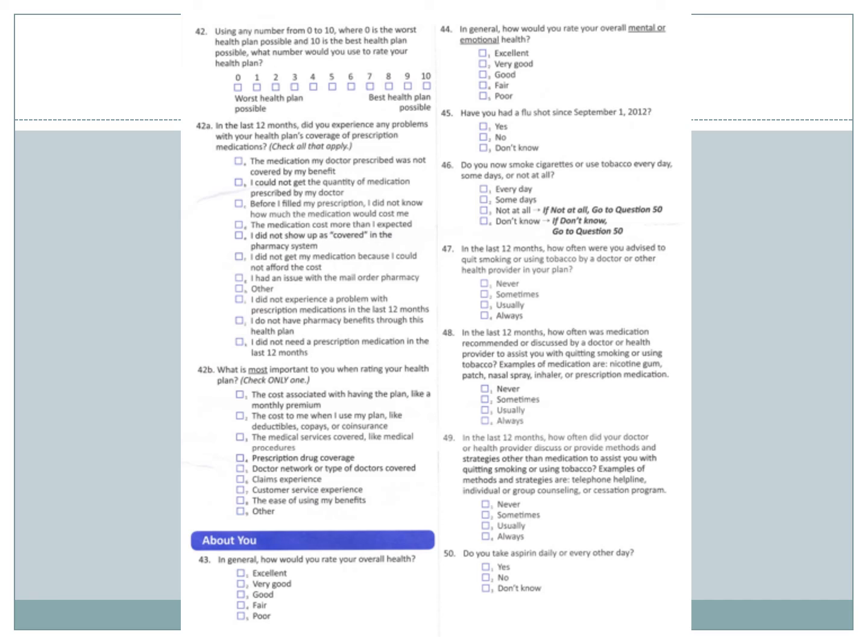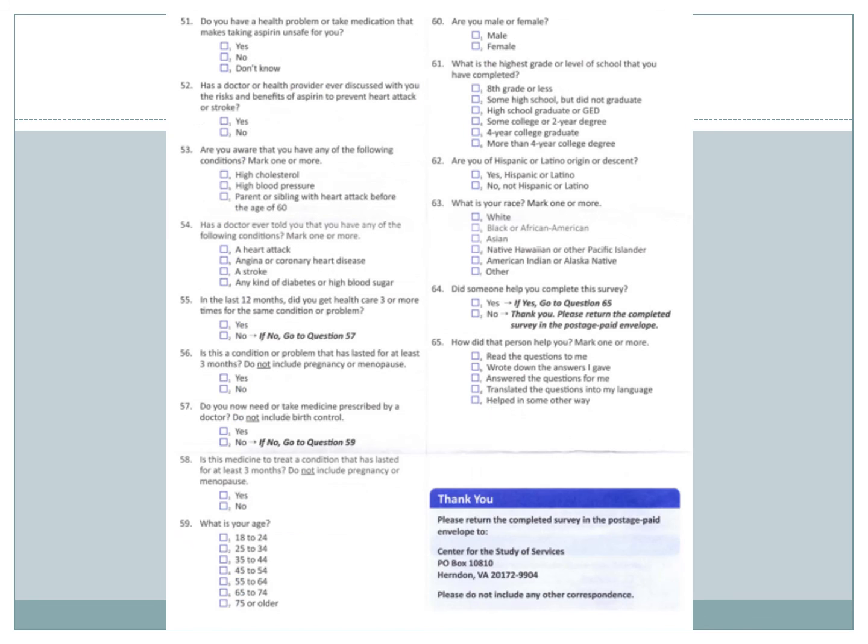Oftentimes there'll be these self-reports like number 44 of your physical and or mental health, where you're giving your own self-report of that. And it's typically that excellent to poor. Anything else? Well, there's a couple that put a don't know in there about flu shots, about aspirin, number 50.